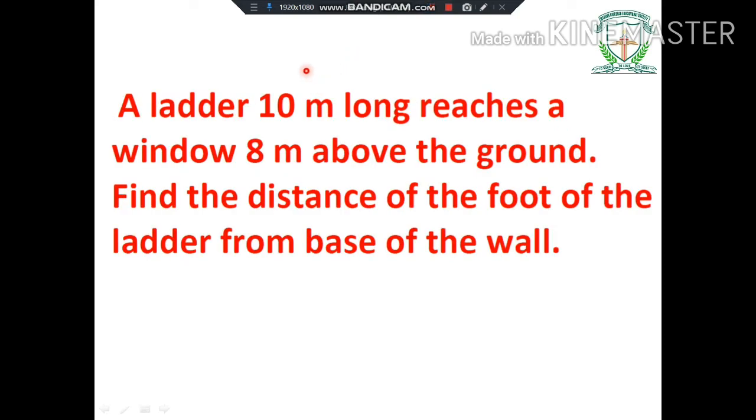Dear children, now there are many problems based on Pythagoras theorem. We shall consider one more problem. A ladder 10 meters long reaches a window 8 meters above the ground. Find the distance of the foot of the ladder from the base of the wall. Children, visualize the statement of the problem and also draw a diagram to solve problems based on Pythagoras theorem.